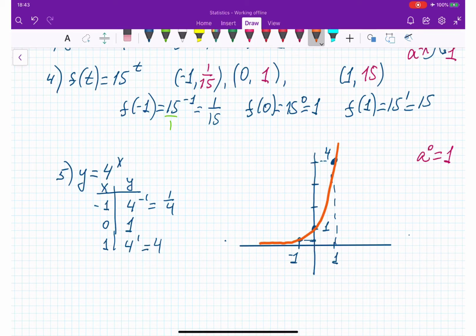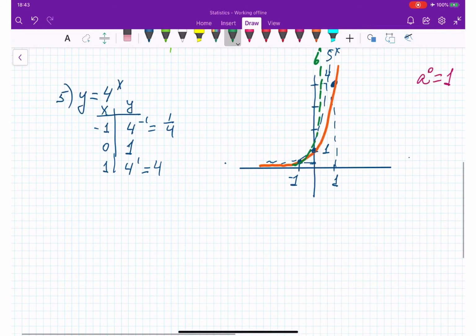Okay, by the way, when our base is greater than 1, then the higher x, the closer it's going to become to y. For example, it's going to be 5 to power x, and then it's going to be 6 to power x, and so on. Okay? The higher the base is, the closer it gets to y, the axis.